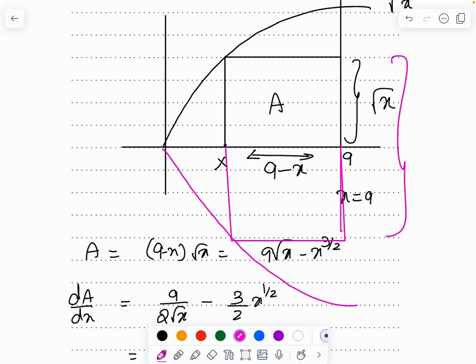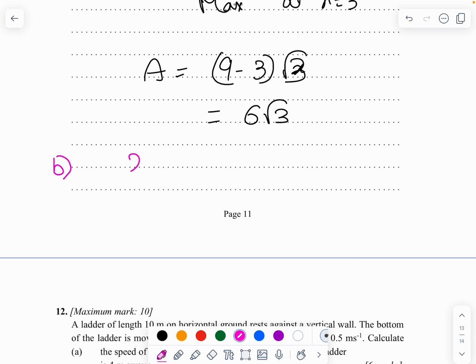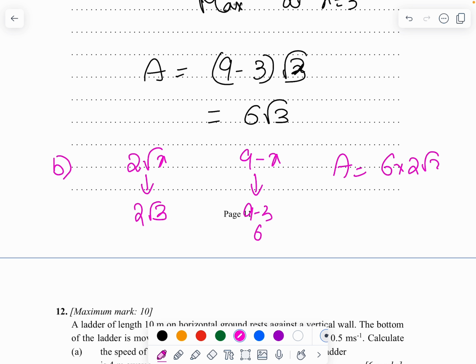So this entire length will be 2 root x. So the dimensions will be 2 root x and another one will be 9 minus x. So 2 root 3 and this is 9 minus 3, which is 6. So the area will be 6 times 2 root 3. That's going to be the area.